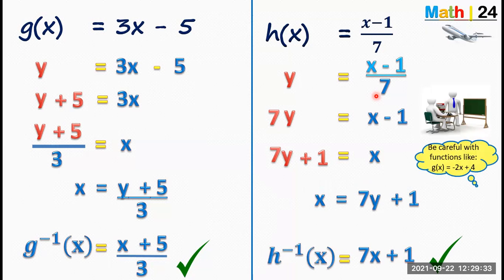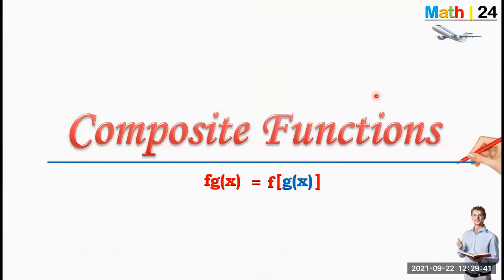And this thing is as simple as ABC, but be careful with functions like minus 2x plus 4. Be very careful with this type of function, because these functions are three-step functions.